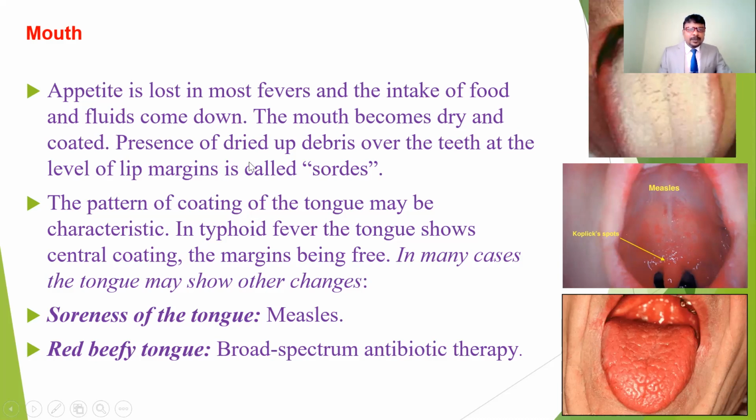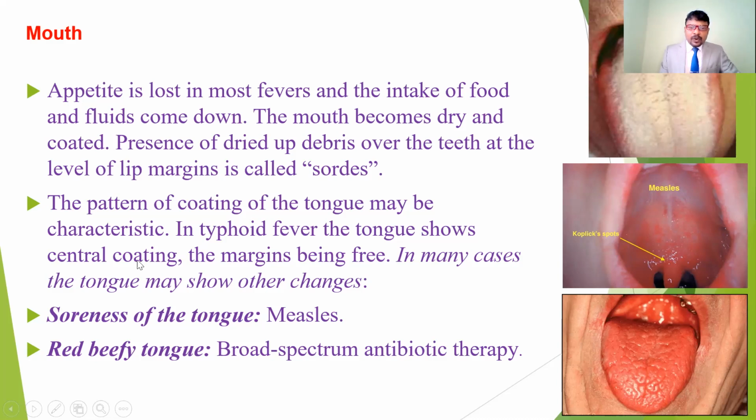So this presence of dried-up debris over the teeth or at the level of the lip margin is called sordes. It's commonly seen in those who have a loss of appetite, or if they're not taking food, the tongue becomes dry and the mouth gets dry. So it may cause debris formation on the tongue.